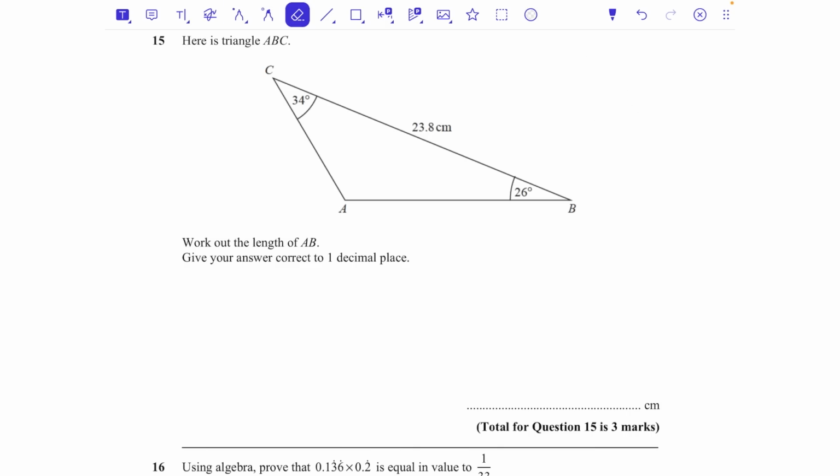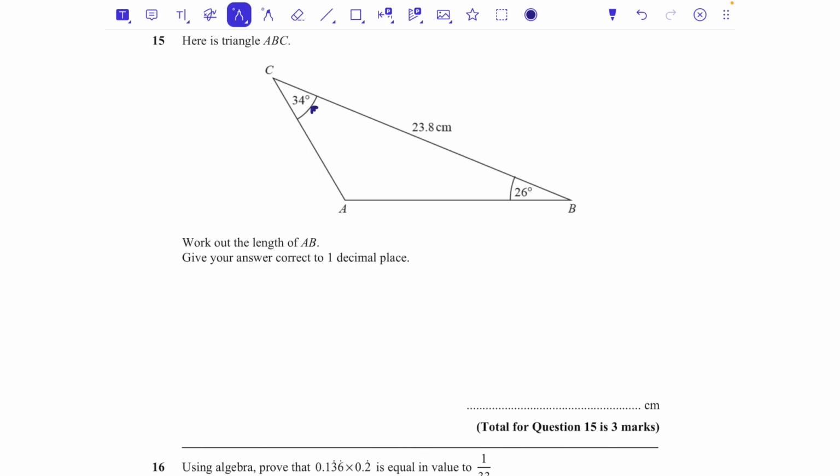For the sine rule, you need to have a pair. So that's if you know this angle and this side, because pairs are opposite each other, or if you knew this angle and this side, for example, again, opposite each other. So looking at this question, do we have any pairs?